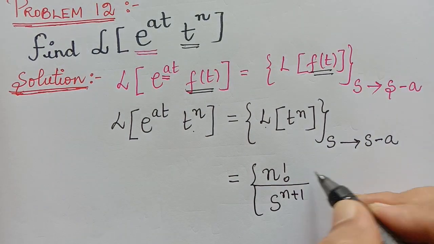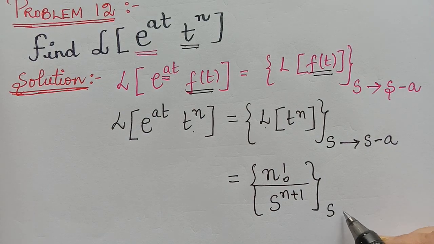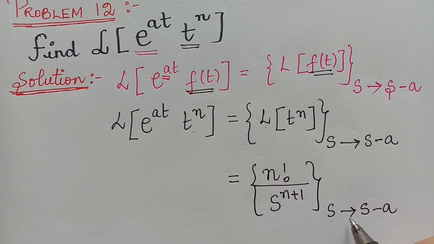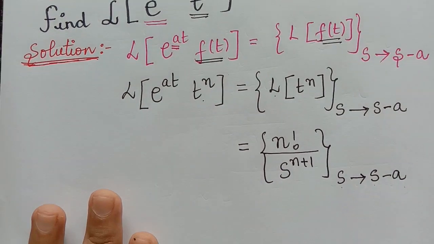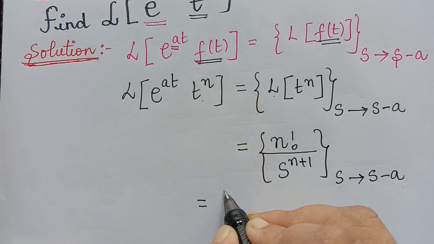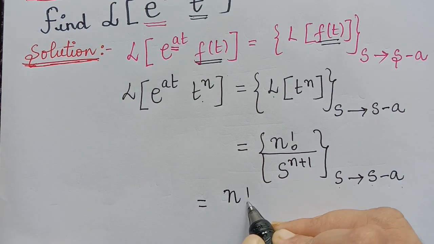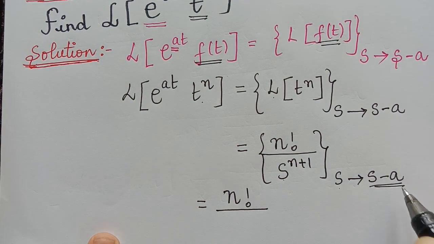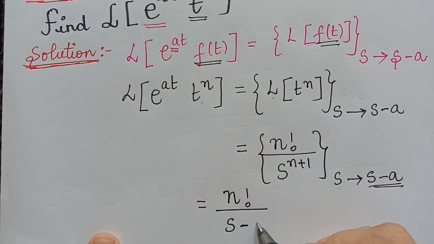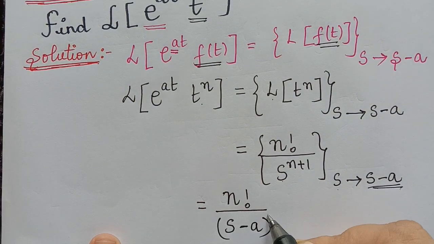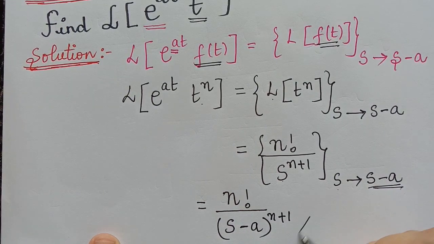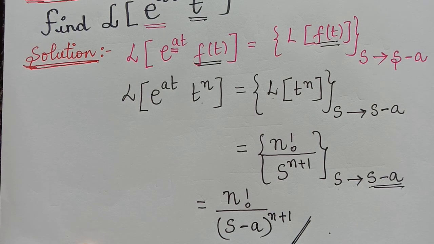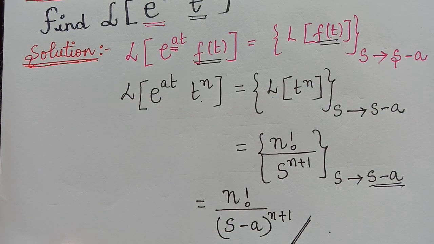We have already derived this result in our previous video lectures, so kindly follow that. So in this we have to replace s by s minus a. On replacing, we get the solution to be equal to n factorial divided by, what is s going to be replaced by? S minus a. So we will have s minus a raised to the power n plus 1. So this is the solution of this problem 12. Next we shall do one more problem, that is problem 13.